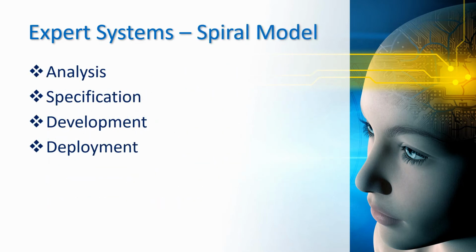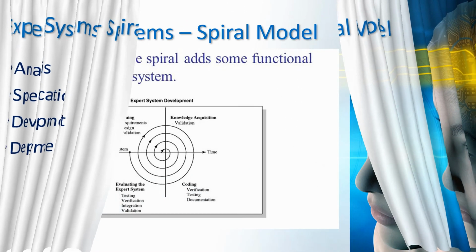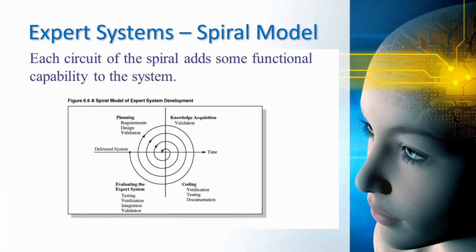Another aspect of expert systems we will be discussing is the spiral model. In the spiral model, we will be looking at analysis, specification, development, and deployment. Each circuit of the spiral adds some functionality and capability to the system. So let's just review the diagram and then we'll move on to discuss more on what each aspect is.